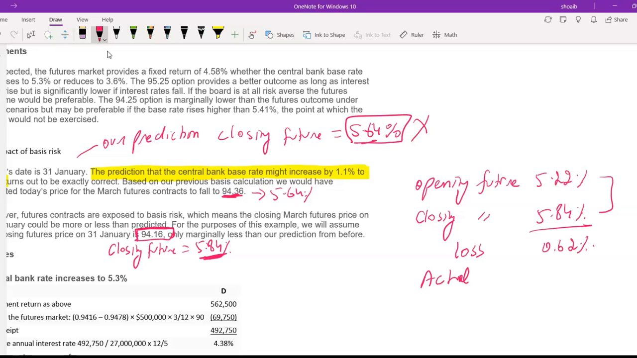Actual income is same. Closing spot, that is still 5.3. In exam, closing spot can be different. 5%. Loss is 0.62. So effective rate is 4.38.